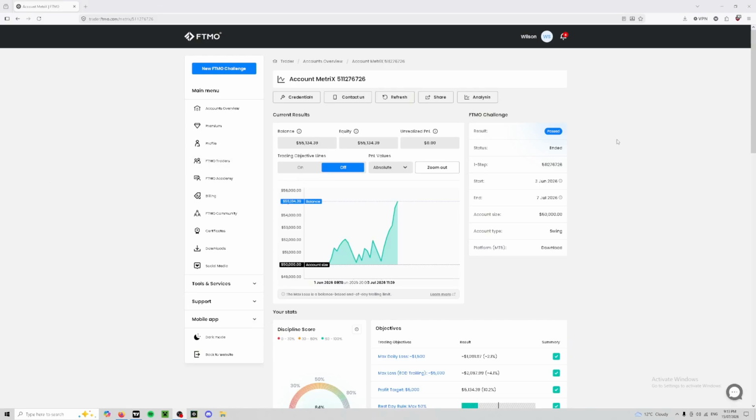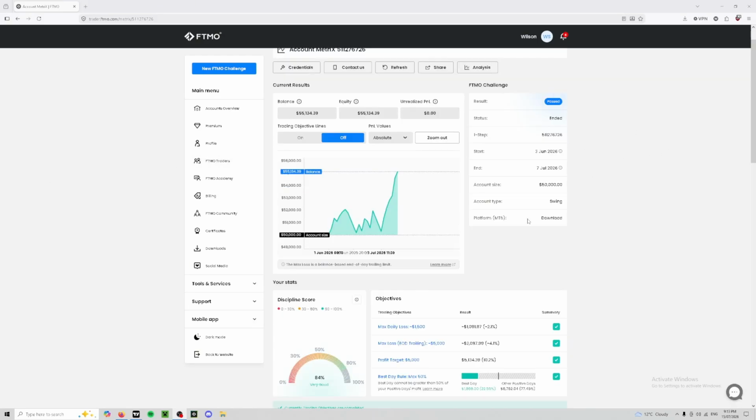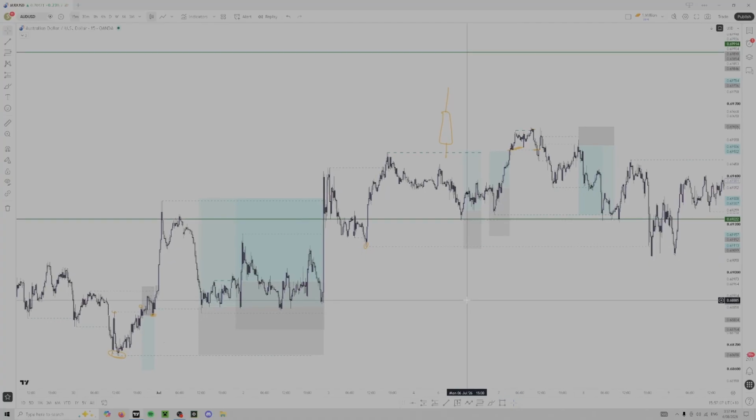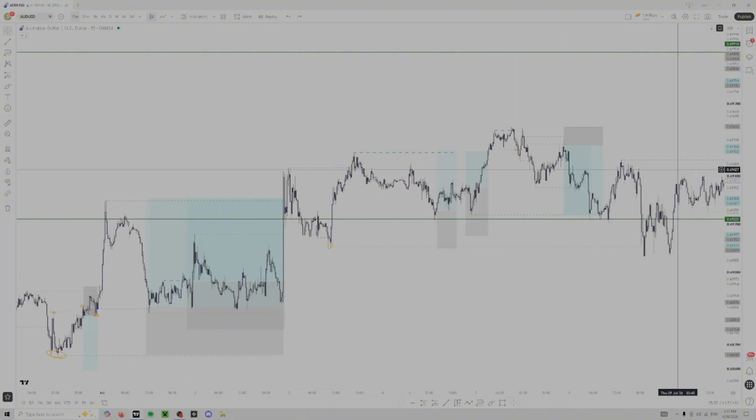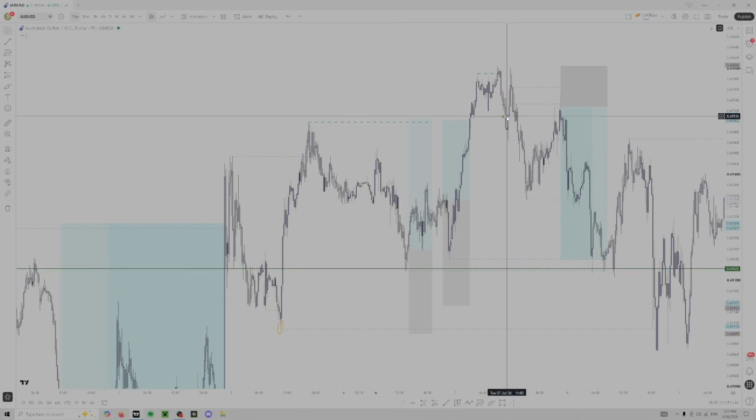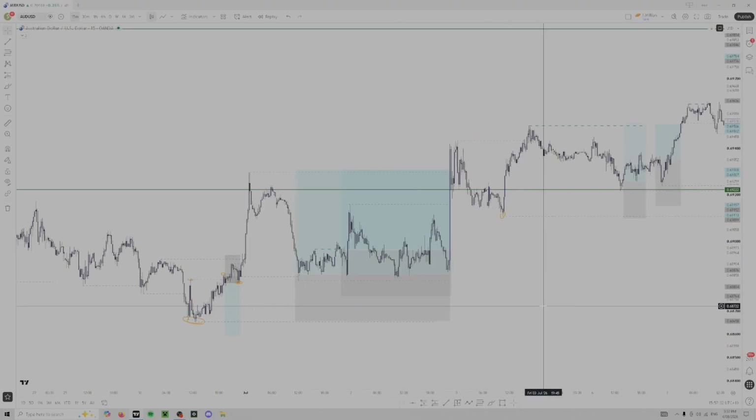This is my dashboard from my 50k FTMO challenge. I'm going to walk you through how I trade and how I passed. I passed my very first funded account by following one simple step, and that is buying in an uptrend and selling in a downtrend. It sounds simple, but is harder to execute in real time. Let's go over my trades.